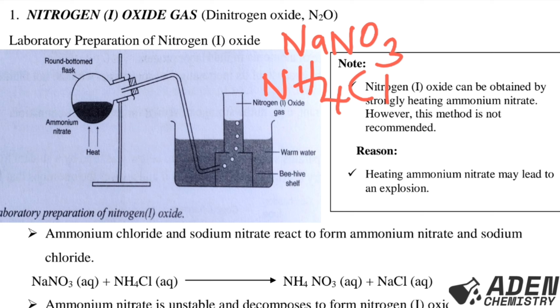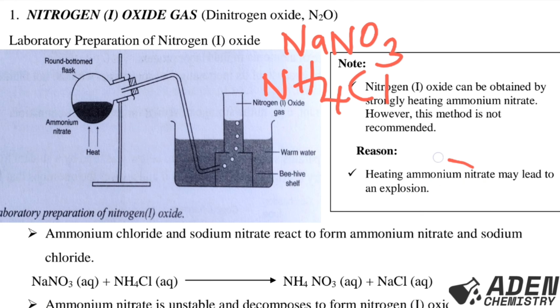water. So next, learners, let's check the reason why the round bottom flask is set in a slanting position. It's in order to prevent water which condenses on the cooler part of the apparatus from running back into the flask and causing it to crack. That's the reason why the flask is set in a slanting position. So next, nitrogen 1 oxide can be obtained by strongly heating ammonium nitrate. However, this method is not recommended. The reason is that heating ammonium nitrate directly may lead to an explosion.